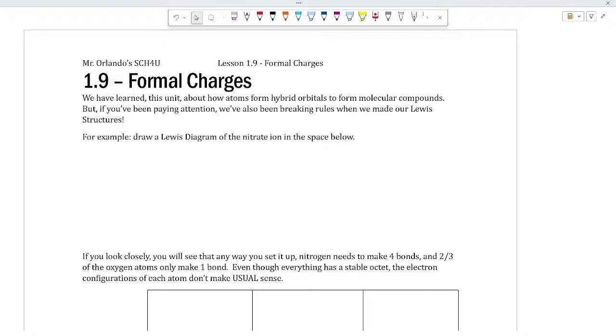But if you've been paying attention, we've also been breaking some rules, right? We've been breaking some of our traditional rules, which we've already talked about, right? Not everything's always making the right number of bonds compared to what we've been taught.